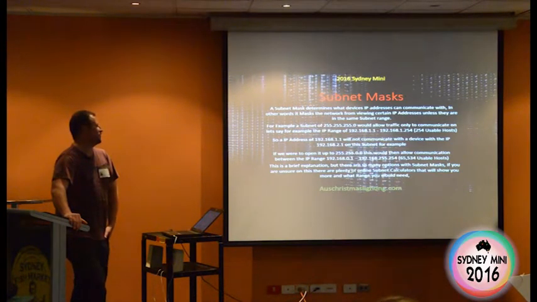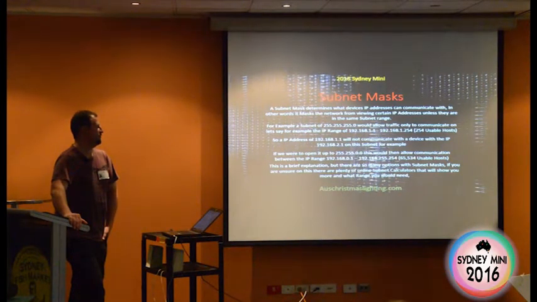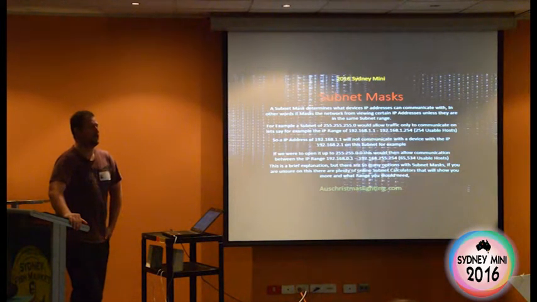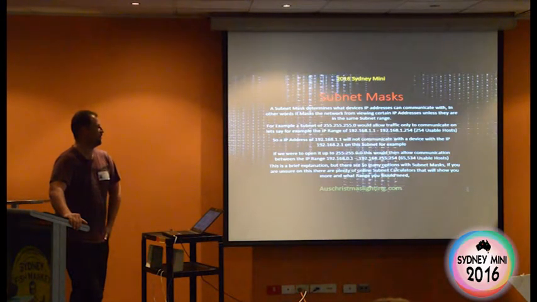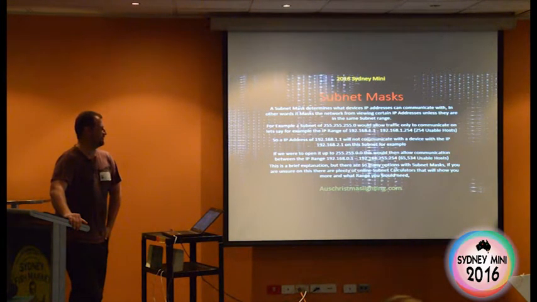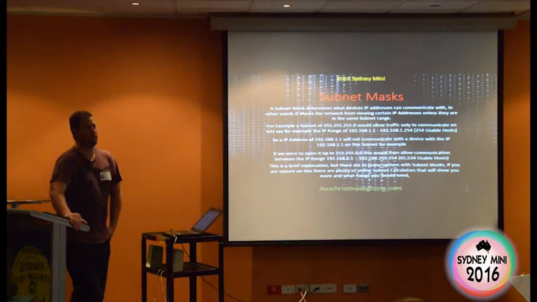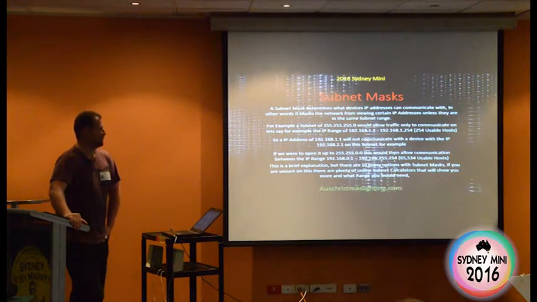254, sorry. So an IP address 192.168.1.1 will not communicate with a device with the IP address 192.168.2.1 on this subnet, for example. But if you were to open it to 255.255.0.0, basically what that'll do is anything between 192.168.0.1 through to 192.168.255.254 will operate within that range. So it's essentially opening it.